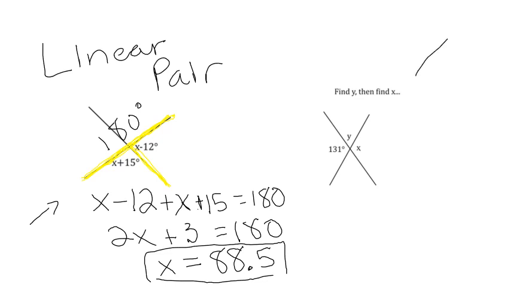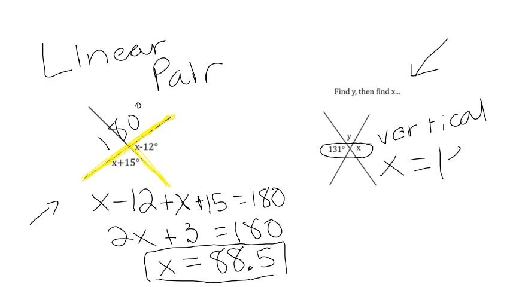Now, in this last example, it says find y, then find x. You can really do it in any order. I actually prefer, in this case, to recognize that here I have vertical angles. So I know what x is. I know that x equals 131. And I can write that in here, because the vertical angles are equal. Sorry I wrote so messy.